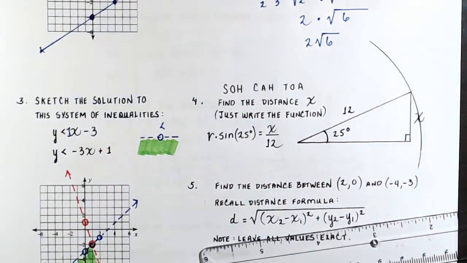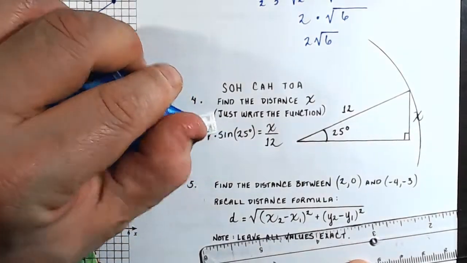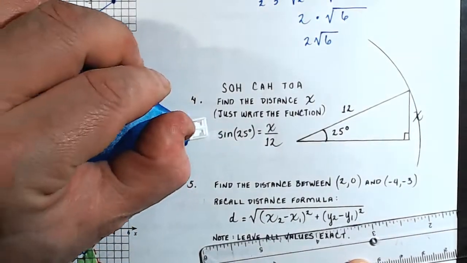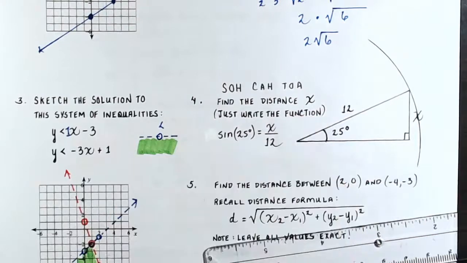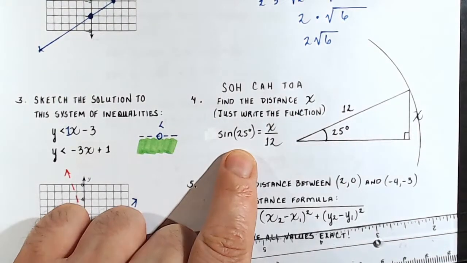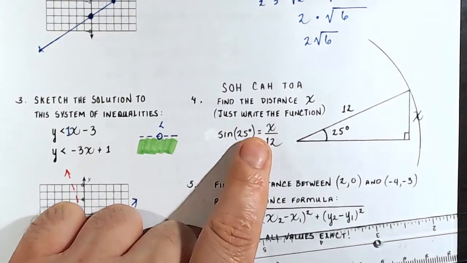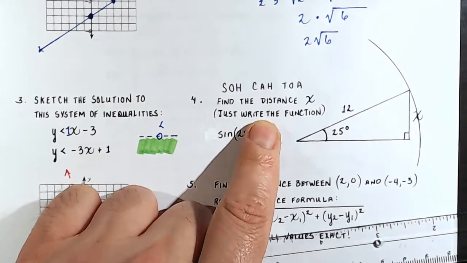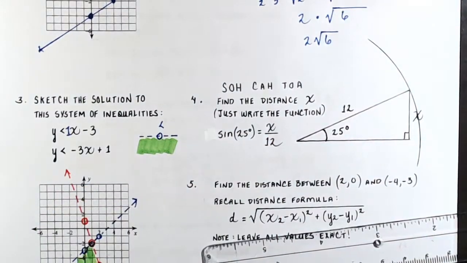And here I realized I made a slight mistake. We don't need to write this r right here. I was jumping the gun a little bit. So it's just sine of 25 degrees. Sine of 25 degrees is equal to the opposite over the adjacent. You'll see why I was jumping the gun here in a moment.